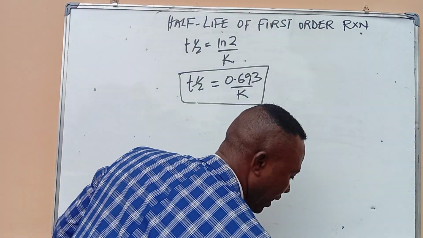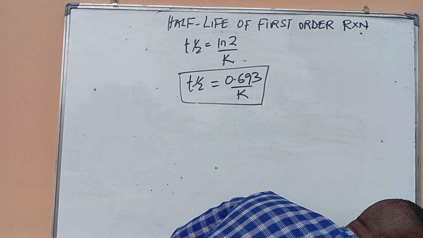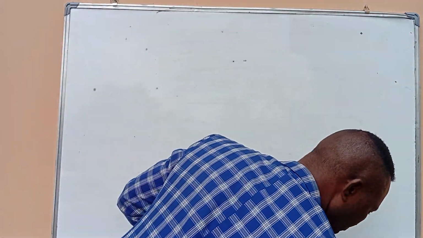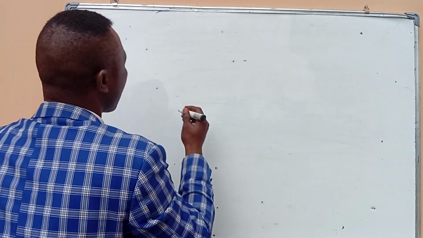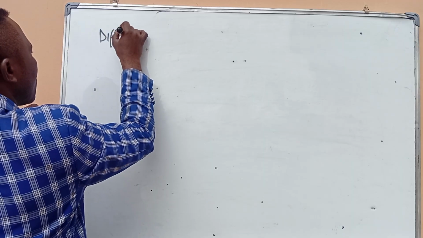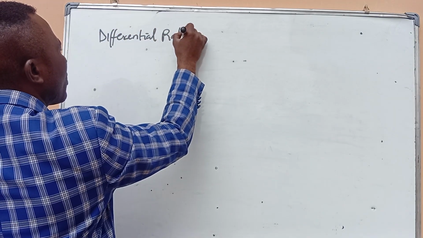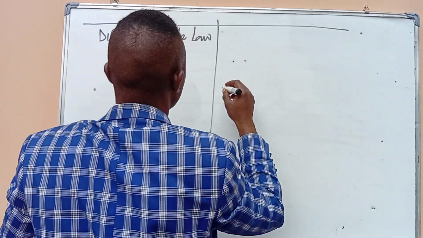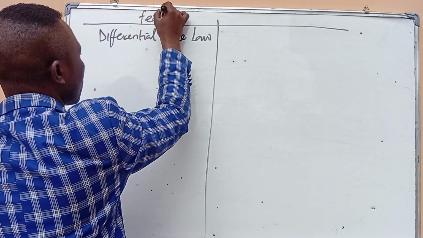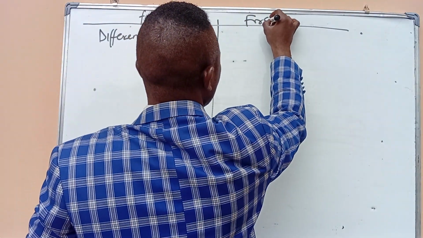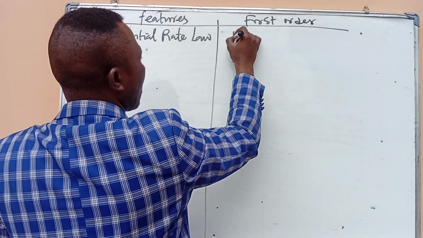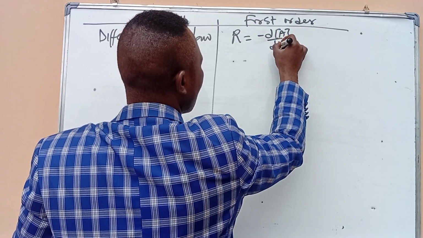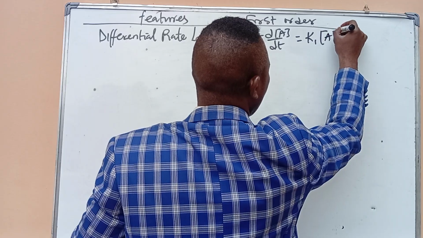So in summary, let us summarize first order reaction. First order reaction, differential rate law. Let us take the features here. First order. What is the differential rate law? R is equal to k1, or is equal to minus dA over dt, which is equal to k1 concentration of A.